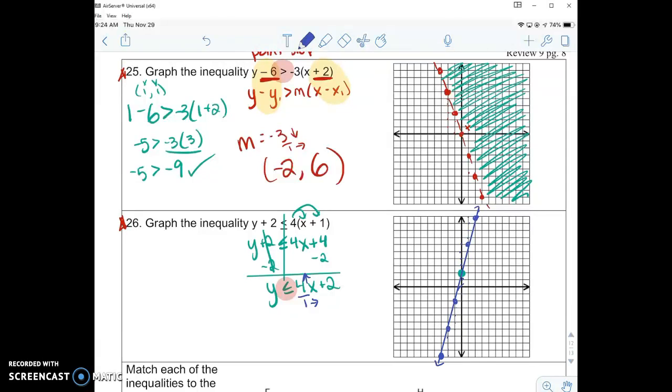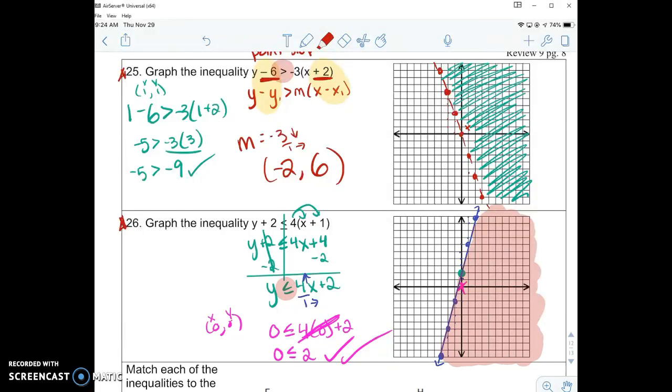And I'm going to test the point 0, 0. If I get a true statement, I will shade towards 0, 0. If I get a false statement, I will shade away from it. My x value is 0, my y value is 0. 0 is less than or equal to 4 times 0 plus 2. 0 is less than or equal to 4 times 0 is 0. 0 plus 2 is 2. This is a true statement, so I need to make sure I shade towards the origin. My solution is everything in the shaded area or every point on the solid line.